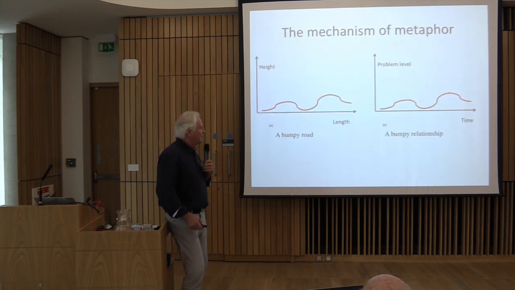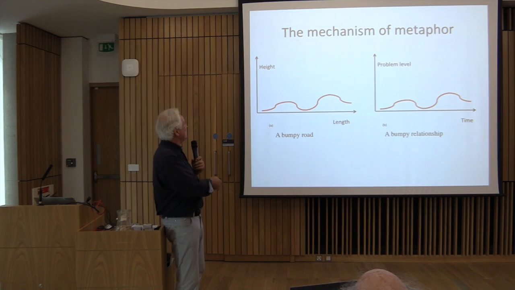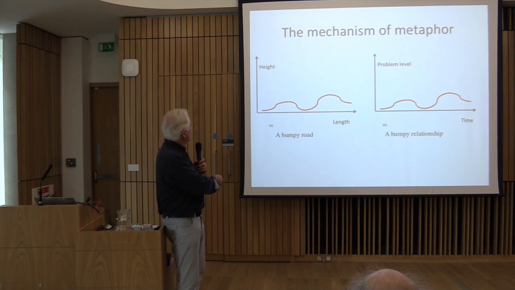Okay, metaphor. It's not composition. So, what is metaphor? What is the meaning of bumpy? Well, that's a spatial predicate. You have three dimensions, two horizontal dimensions and one vertical. And bumpy means having some kind of irregular form here.